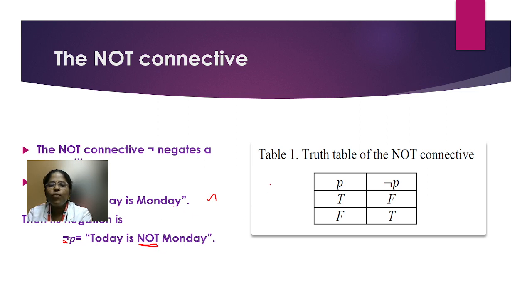The truth table for this connective is: P represents the proposition and negation P. If the proposition is true, the negation P will be false. If your proposition is false, you will get the true statement. So this is what is meant by the not connective.